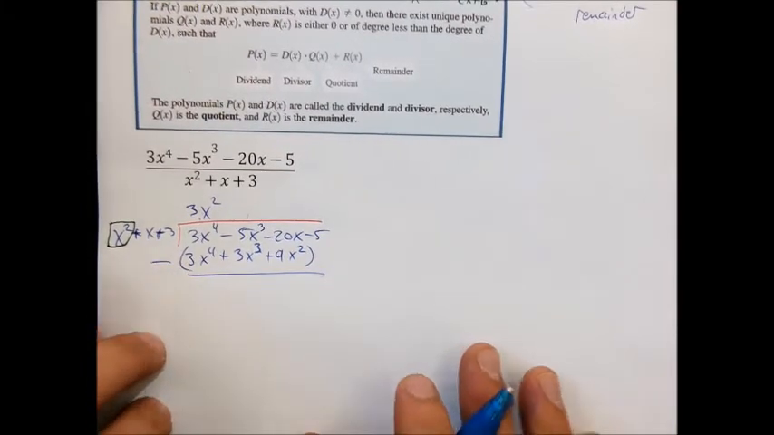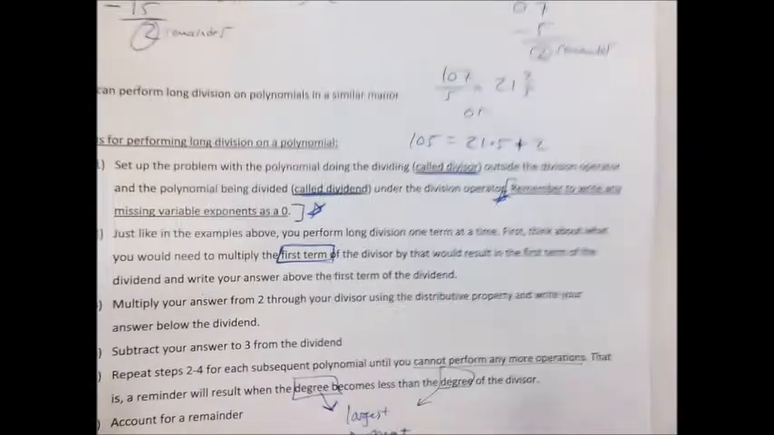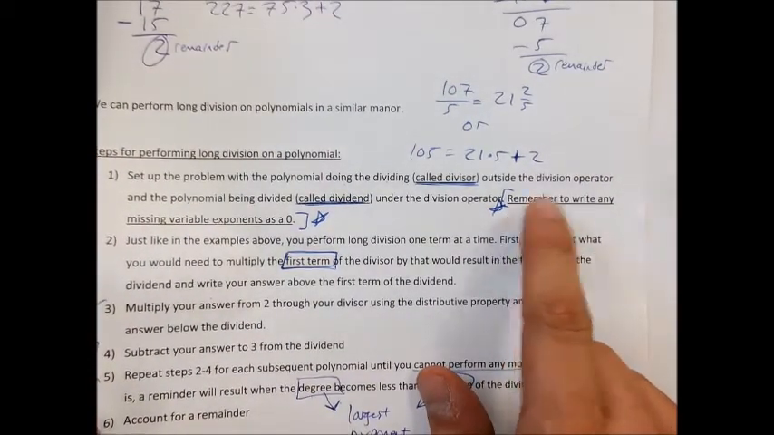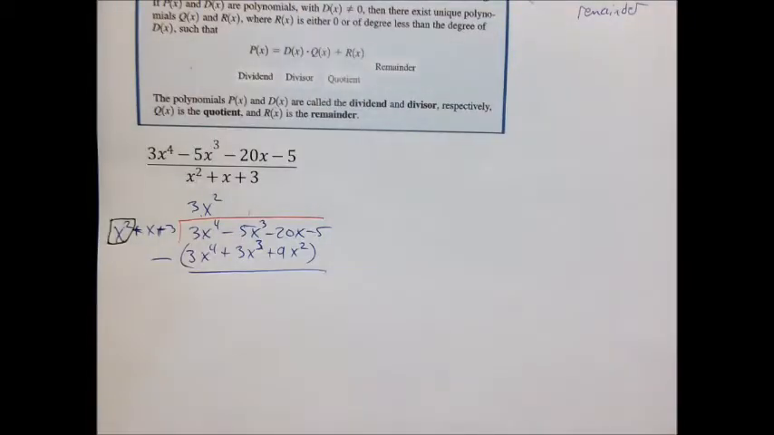And now we want to do the subtraction. But what am I missing? We're missing the x squared. Right, so what I had written on that first page, the thing I highlighted with a star and then forgot to add it myself, if you're missing a variable, remember to write any missing variable exponents as a 0. And so in this problem, we were missing an x squared.